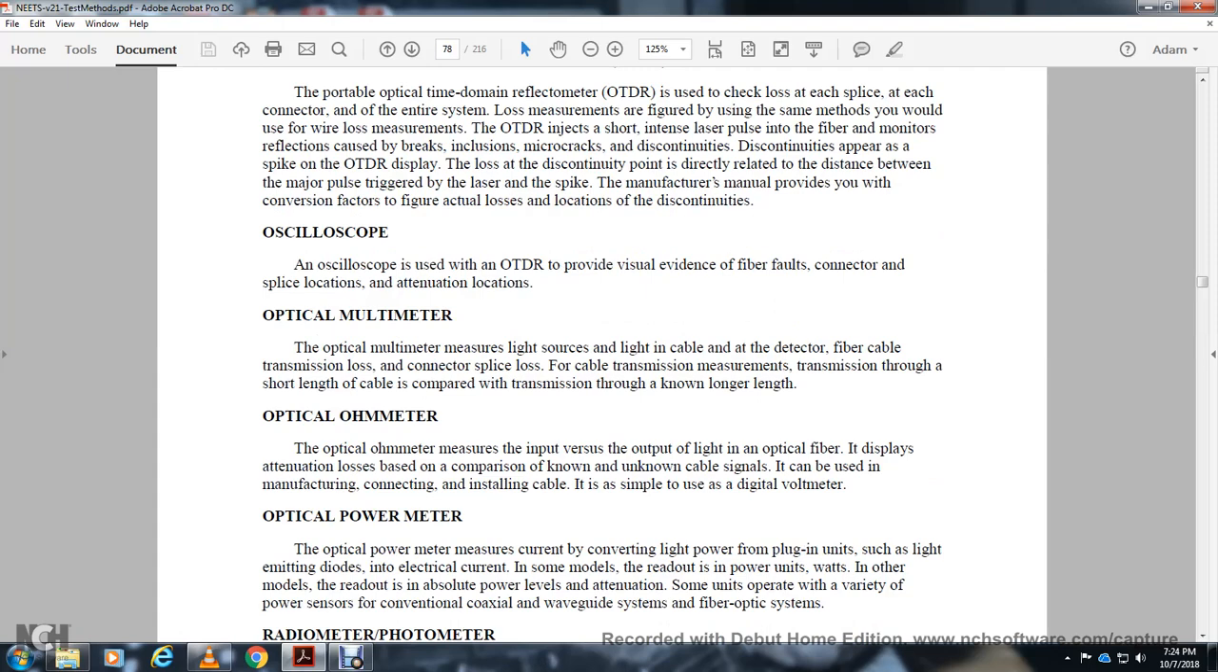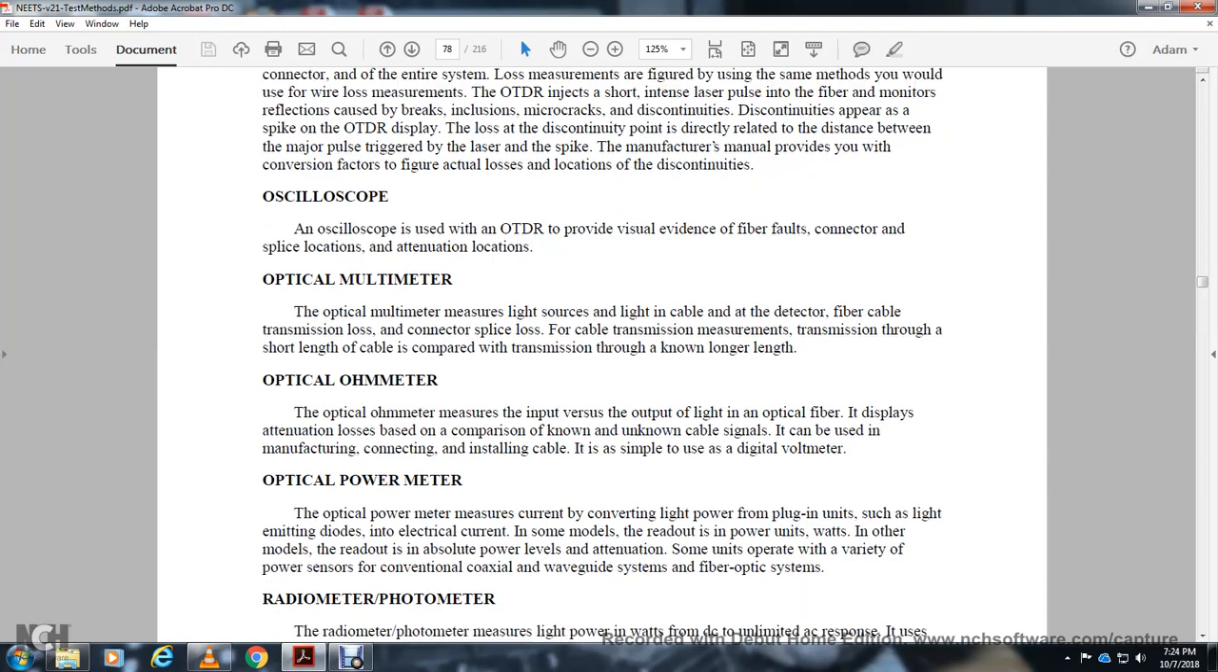Optical ammeter. The ammeter measures the input versus the output of the optical light in the optical fiber and displays the attenuation. The display is based on the comparison of a known cable signal with the unknown cable signal, used in manufacturing, connecting, and installing cable, much like a digital voltmeter.